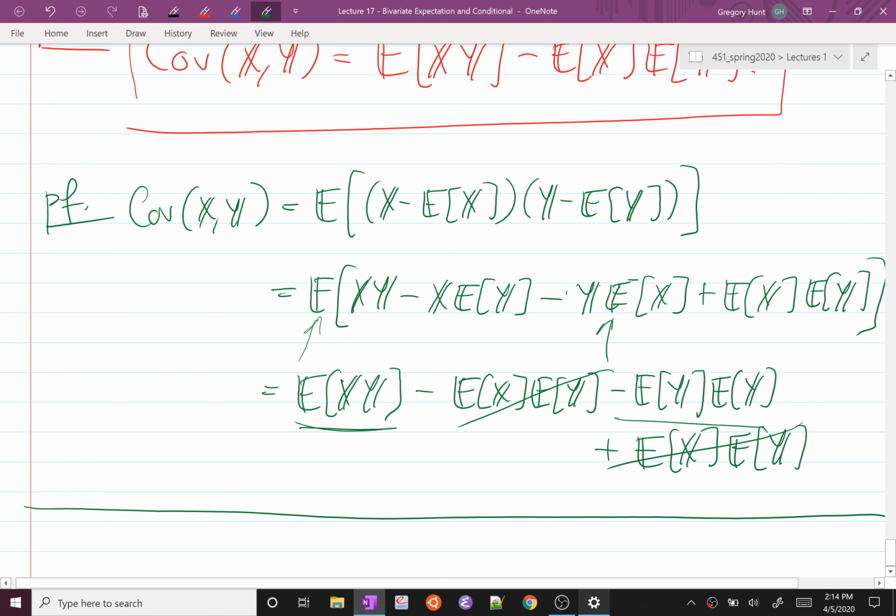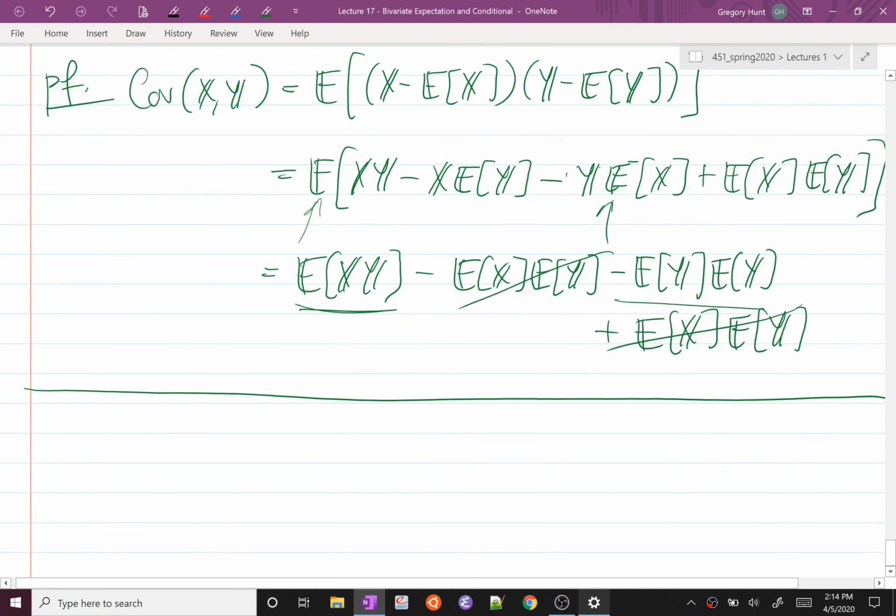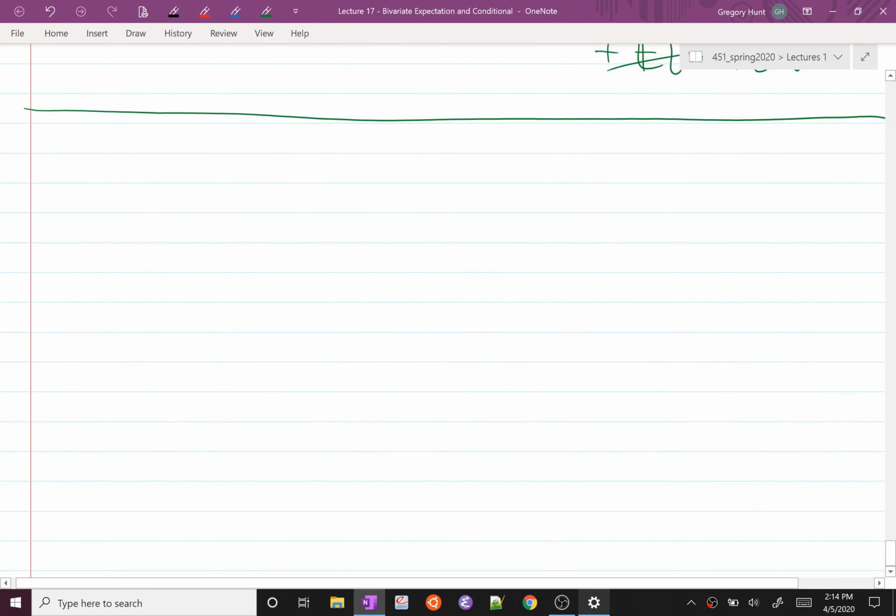So we can look at an example of this in action. Let's look at a nice example that ties together a lot of the things we've been talking about so far. Okay. We're going to let x and y be our bivariate random variable.